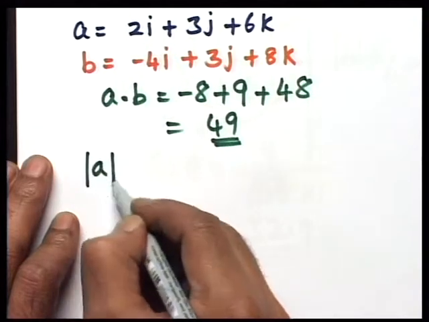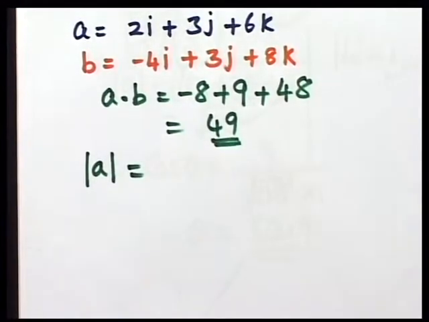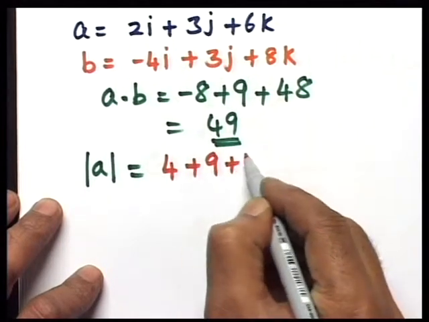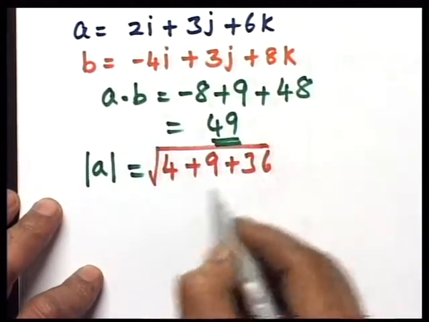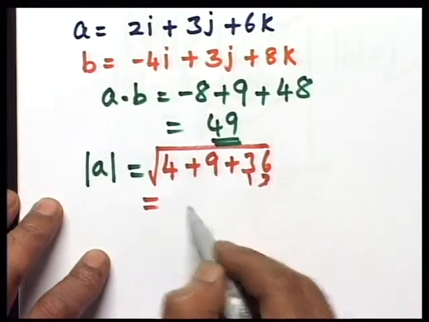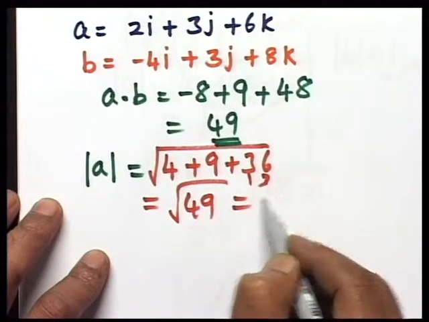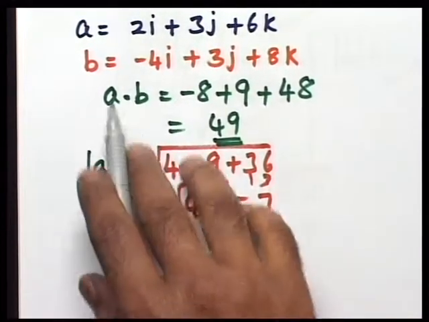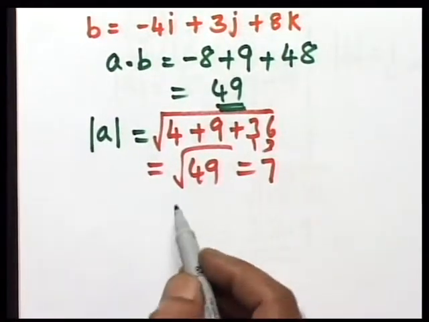Modulus of A. Let's do modulus of A, please. 2 squared, 4, plus 3 squared, 9, plus 6 squared, 36. Looks like a good number. 49, so under the root, we have a 7. Beautiful number there. And the modulus of B may not be that good looking.